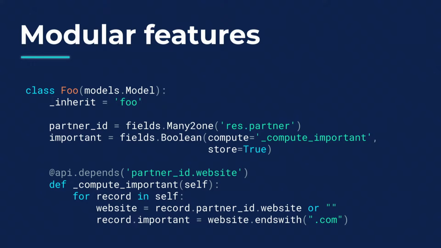And this dependency injection means that if you modify the partner which is related to one of those records, and you modify this field website, the framework will automatically determine which records in the model foo are impacted and must have the field important recomputed.